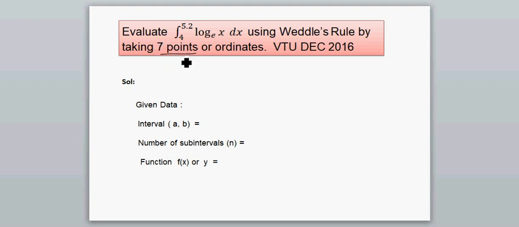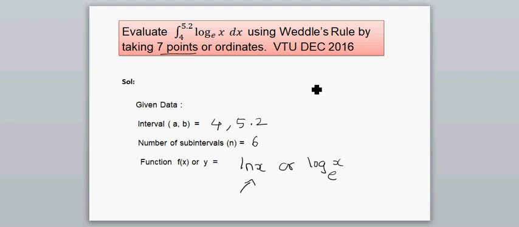When you have 7 points, the number of subintervals is less by 1, that is 7 minus 1, which is 6. The interval is given as 4 to 5.2, so the a value is 4 and the b value is 5.2. The function is ln x, or log x base e. In your scientific calculator you will find this button. So log x base e is basically the natural logarithm function.